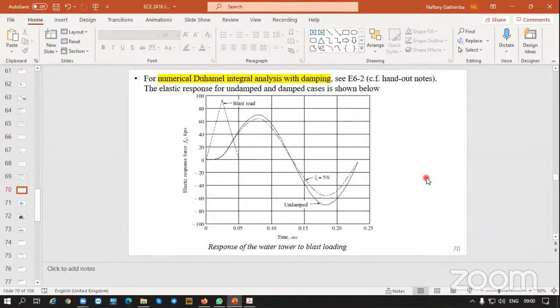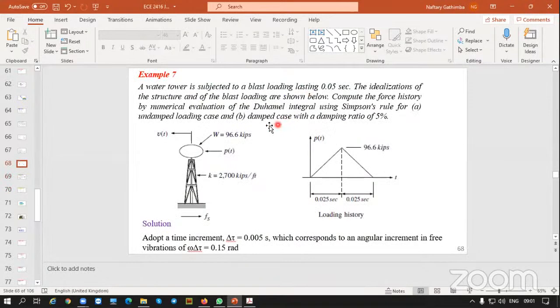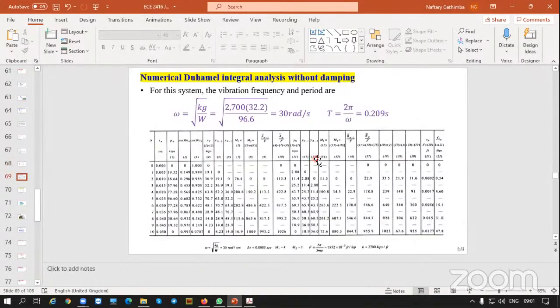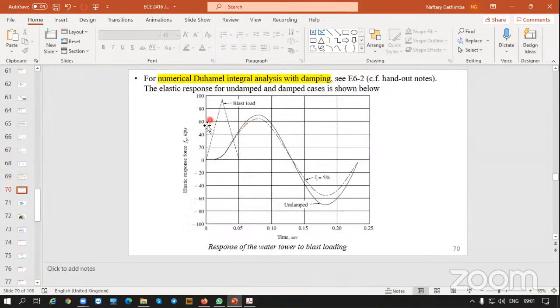This kind of problem is best tackled when you sit down and work it out in an Excel sheet. That's why I've provided it for when there is no damping. But the second part of our problem was when there was a damping ratio of 5%. And this one, I have shown the solution. The damping ratio is given as 5%. So you have seen what the curve might look like, but the workings are not provided.